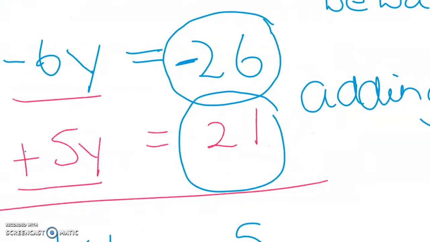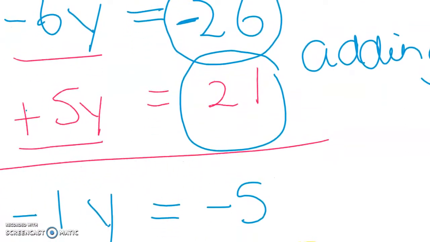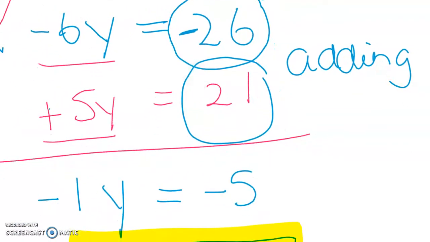What's left? The minus 6y plus 5y becomes minus 1y. And the minus 26 plus 21 becomes minus 5.